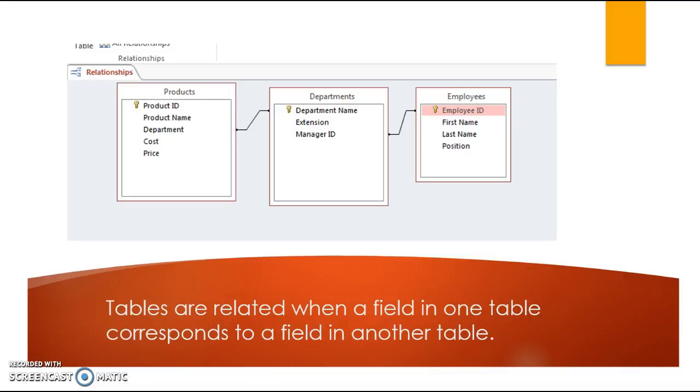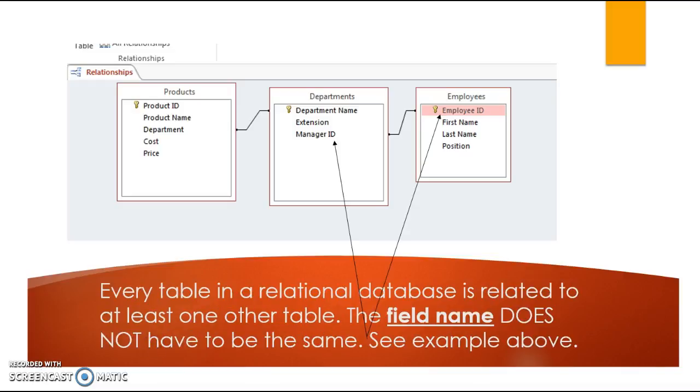Now, every table in a relational database is related to at least one other table. That's why we call it a relational database. The field name does not have to be the same, like I mentioned before, but we do have to have relationships between all the tables, and we will in the Access files that we work with.